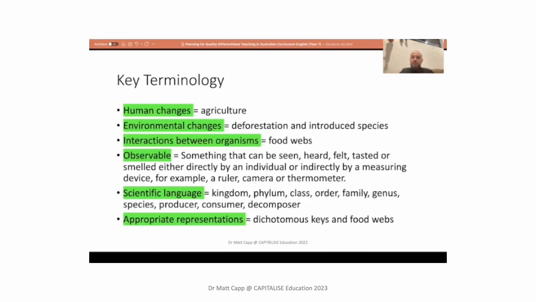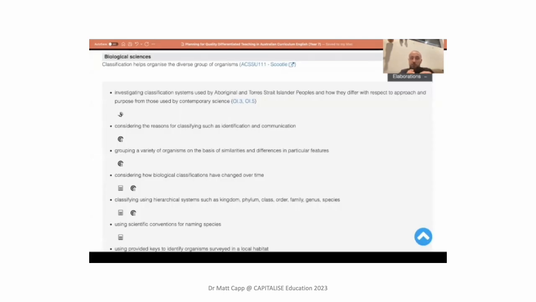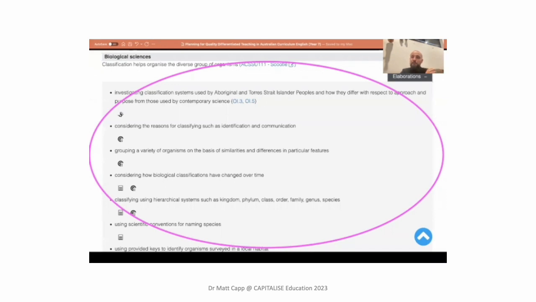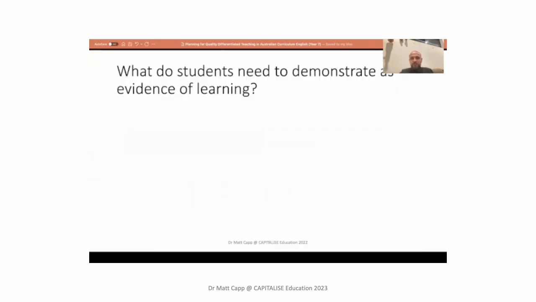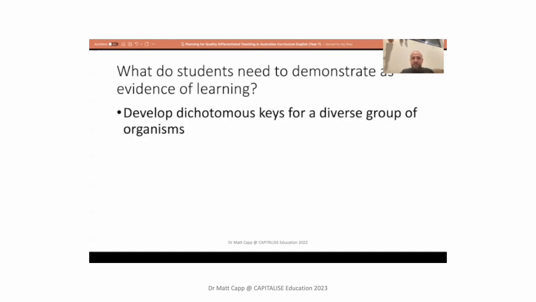What we mean by scientific language in relation to these content descriptors and achievement standards, and what appropriate representations mean. So if the glossary terminology doesn't provide us that, we can go back to the content descriptor and look at the elaborations, and they can help flesh out for us those achievement standards. So now we've got to work out what our students need to demonstrate as evidence of learning to be at standard against those achievement standards.